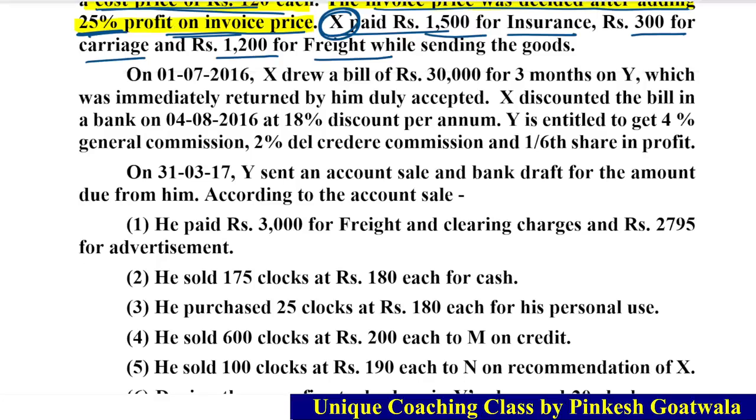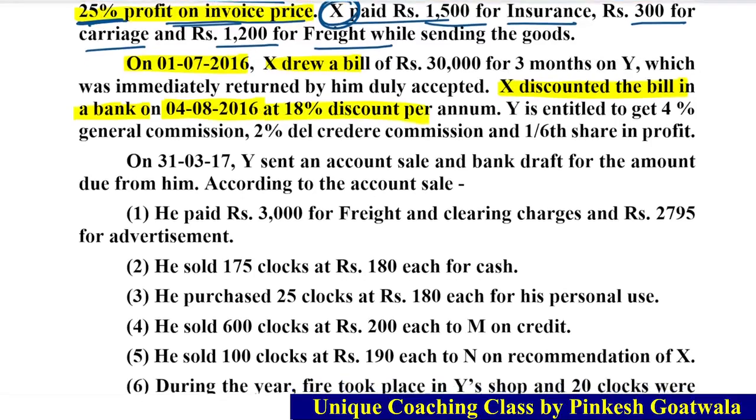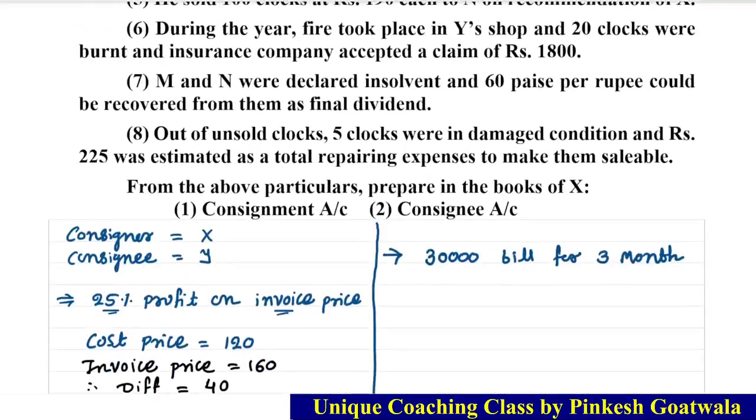But the question is when it was discounted. Here the point is X discounted a bill in a bank on 4/8/16. Here they give the date. Okay, આપણને આ date આપેલી છે, date પરથી ખબર પડશે when it was due. ક્યારે draw કરેલી, 1/7/16. Okay, it is the date when the bill is drawn. And when it was discounted, discounted the bill in bank on 4/8/2016 at 18% discount. So here by the date we can understand after how many months it was discounted. So here, due on which date?